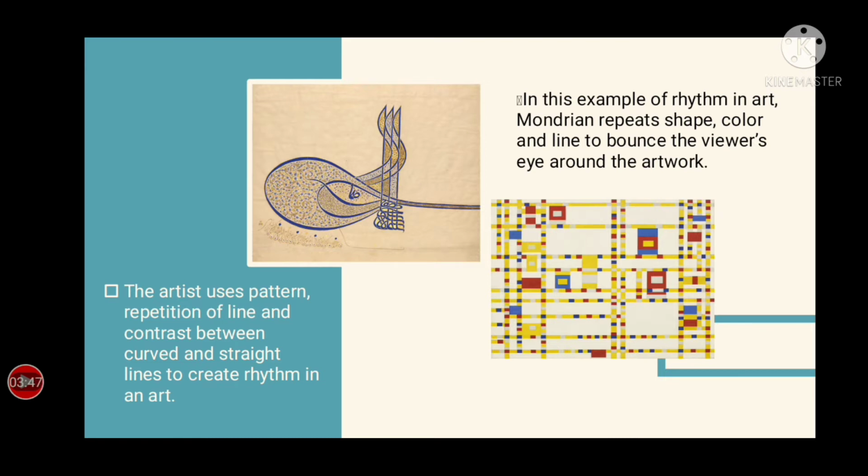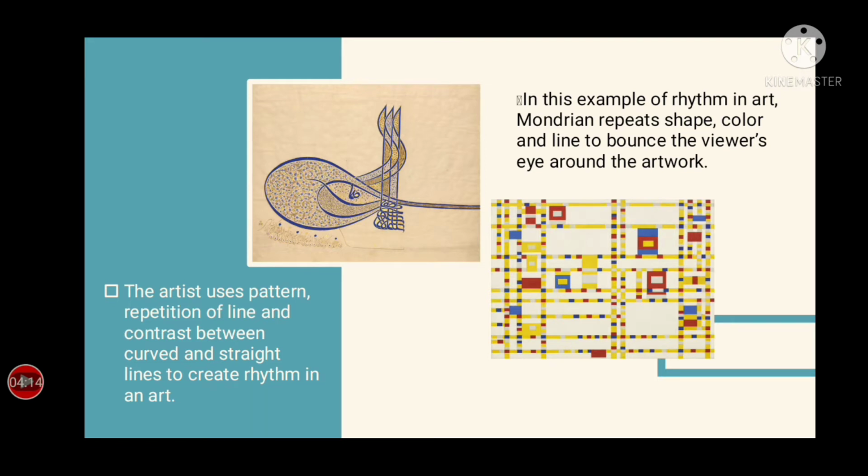And another one is this Mondrian artwork. In this example of rhythm in art, Mondrian repeats shape, color, and line to bounce the viewer's eye around the artwork. So it catches the audience's attention because of the repetition of shape, color, and line. Just like we have red, yellow, blue, red, yellow, blue.